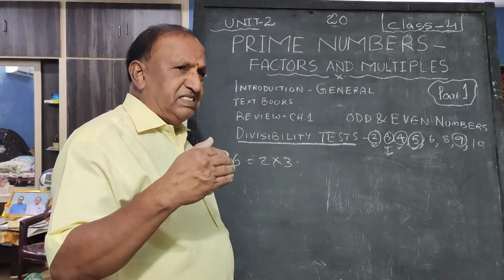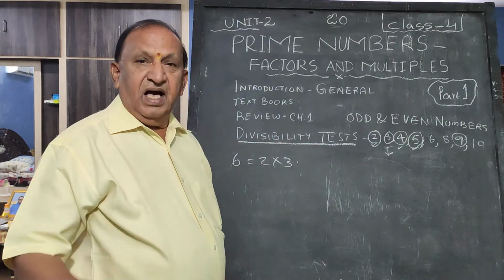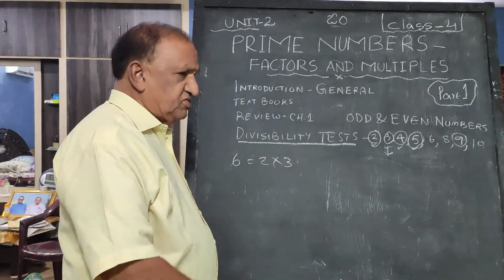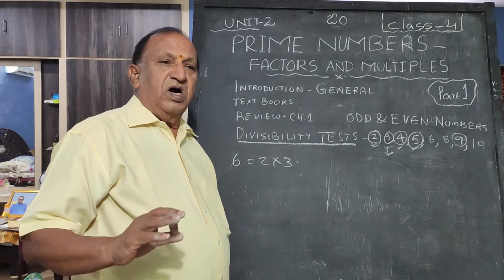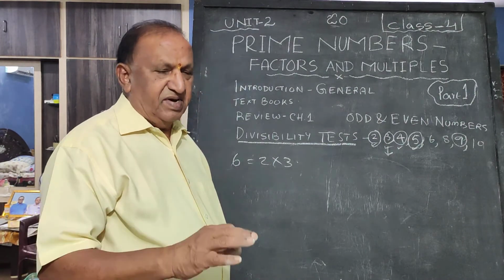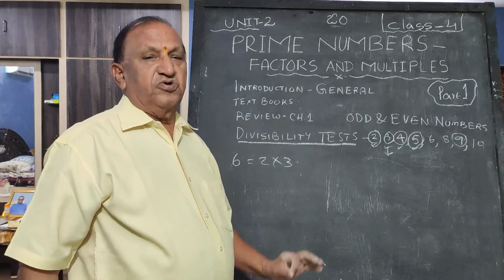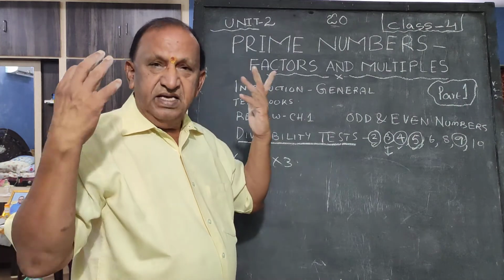So divisibility by 6 has 2 tests. The first test is for 2, the second test is for 3. So when you want to test whether a given number is divisible by 6, first you try for 2. Try for 2 means the last digit has to be an even number.